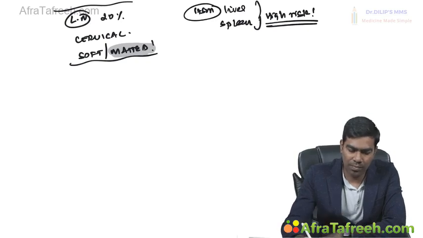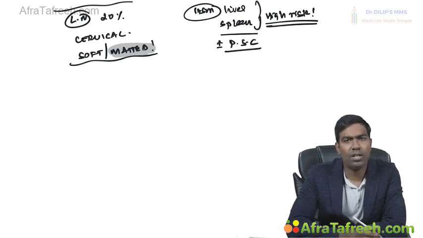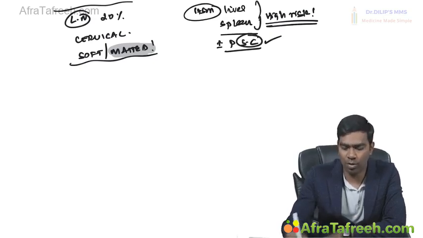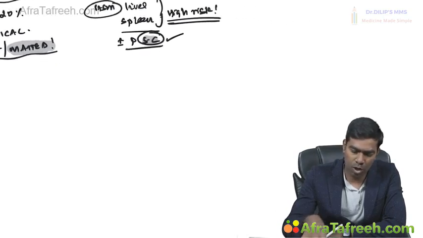At the same time, they might have an association with the PSC, that's called primary sclerosing cholangitis. Some patients may develop a sclerosing cholangitis picture also. So you have to know that also, along with the hepatosplenomegaly. Then we'll move on to the lung involvement.